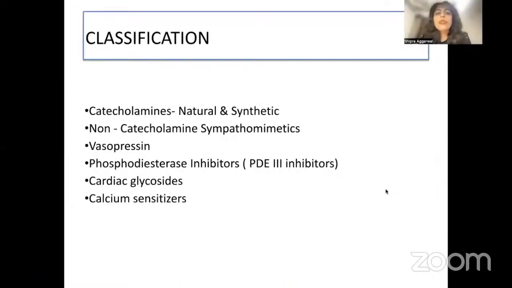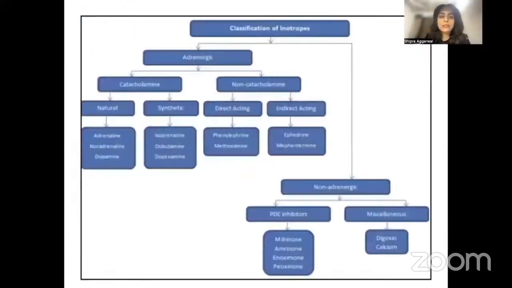So the classification for vasotropes and inotropes is as follows. They could be catecholamines, which could be further subdivided as natural and synthetic. They could be non-catecholamine sympathomimetics, vasopressin, phosphodiesterase inhibitors, which is the PDE3 inhibitors, cardiac glycosides, and calcium sensitizers. So vasotropes and inotropes could be adrenergic if they act on the adrenoreceptors, and non-adrenergic if they don't act on the adrenergic receptors.